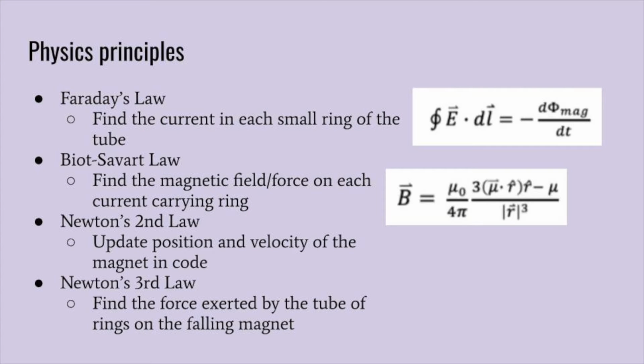The physics principles involved in this lab include the following. Faraday's law was used to find the current in each small ring of the tube. Biot-Savart law was used to find the magnetic force and field on each current-carrying ring. Newton's second law was used to update the position and velocity of the magnet in code, and Newton's third law was used to find the force exerted by the tube of rings on the falling magnet.